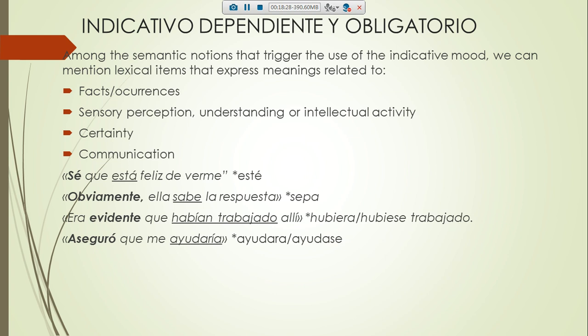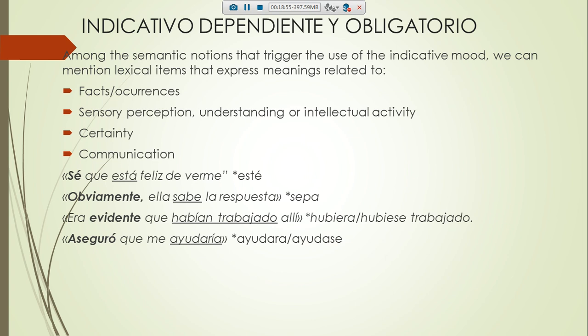Okay. Let's have a brief overview of these four combinations. Among the semantic notions that trigger the use of the indicative mood, we can mention lexical items that express meanings related to facts, occurrences, sensory perception or understanding or intellectual activity, certainty, communication verbs or verbal processes.